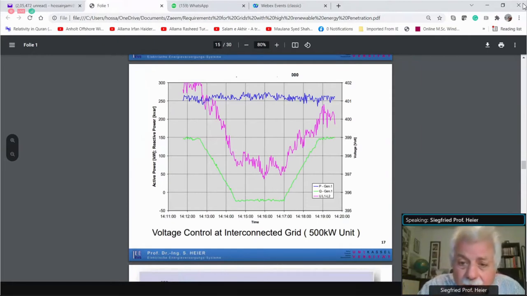402 to about 398 volt. It means we change the voltage about 1% in this picture. Yeah. So next picture, please.